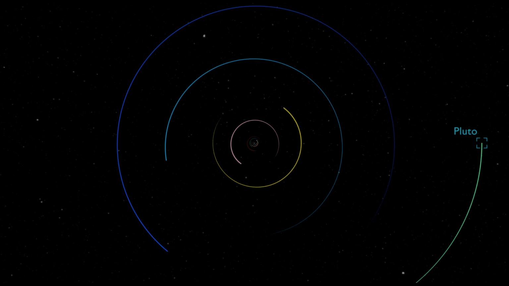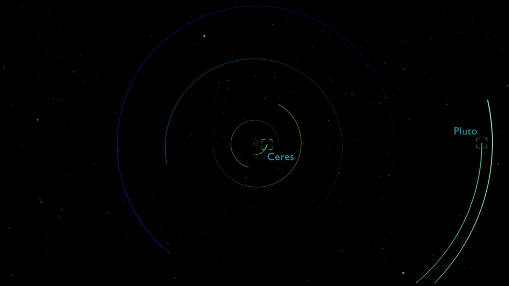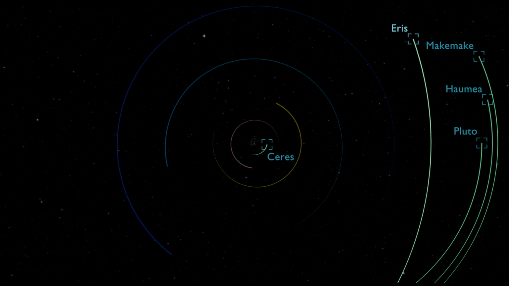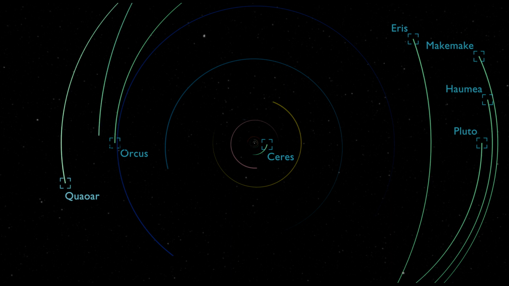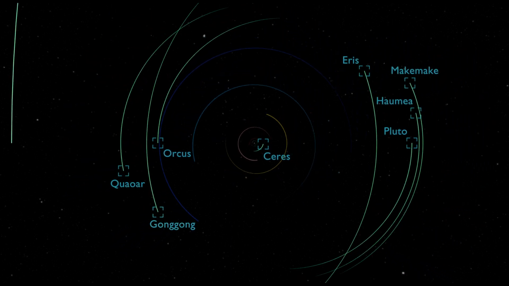The other 4 official dwarf planets recognised by the International Astronomical Union are Ceres, which lives in the asteroid belt, Haumea, Makemake, and Eris. Yet to be certified are Orcus, Quaoar, Gong, and Sedna, and there could be hundreds more out there.